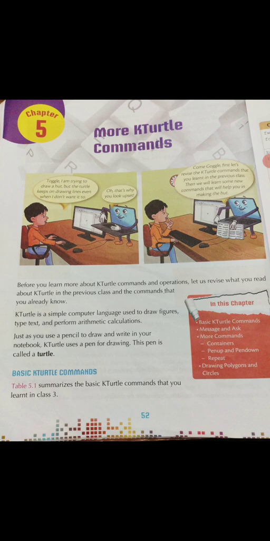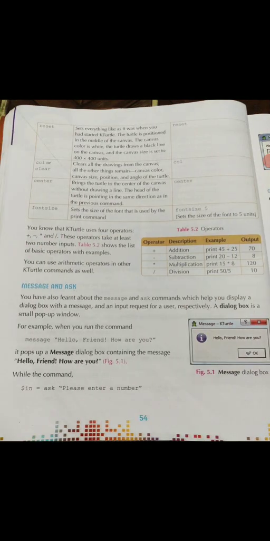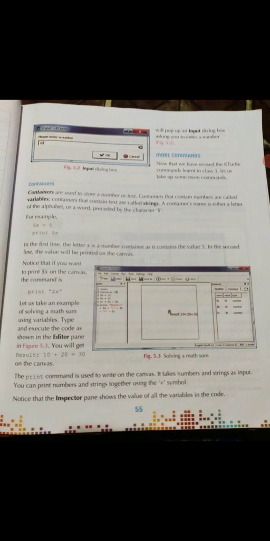So students, we were in chapter number 5, and the name of the chapter was More KTurtle Commands. In my last class I explained to you all about message and ask, as well as containers and the types of containers. Types means one is your variable and another is your string. So regarding my last class, I think no one has any doubt.